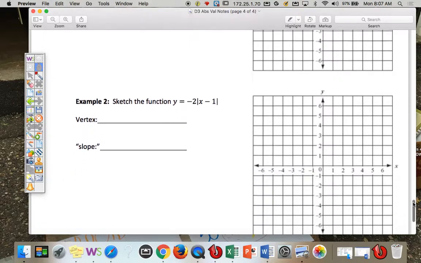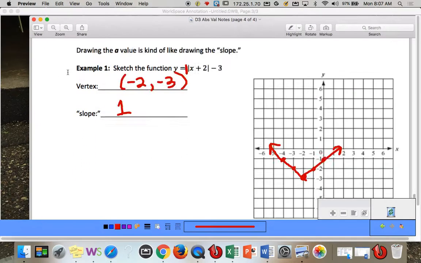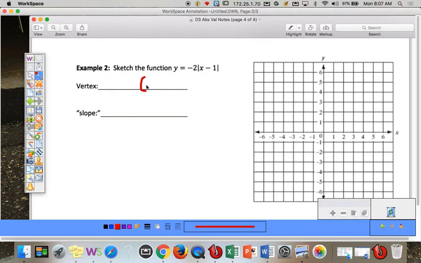And if we do this one right here, this is a right 1. And then it's up or down 0, so our vertex is 1, 0. The slope is -2. It means from our vertex we're going to go down 2 over 1 in each direction. And so we can see that negative flips it, and it makes it a little bit skinnier than the original because the slope is 2.